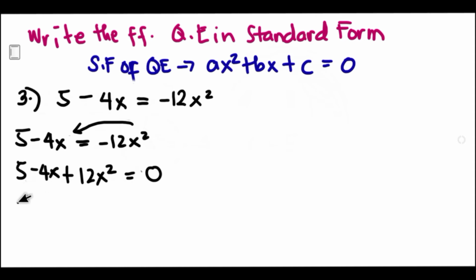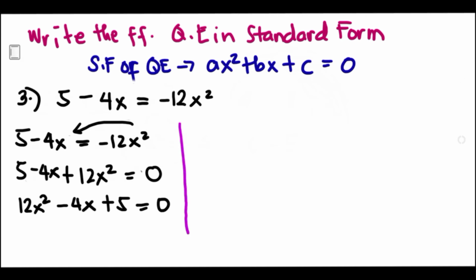So, arrange na lang natin siya na mauuna yung may mataas na exponent, sunod yung x, and then last yung constant term natin. So, ang standard form is 12x squared minus 4x plus 5 is equal to 0.